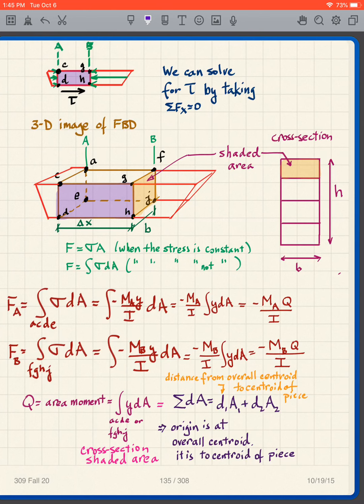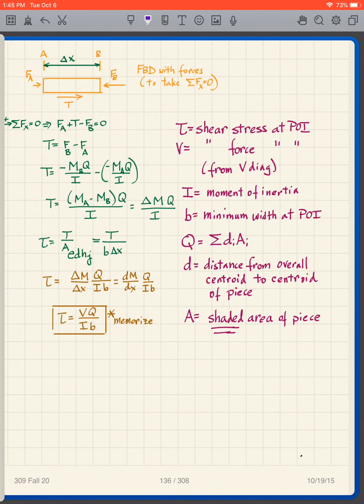Okay, this is another drawing, basically a 3D image that's a little more clear. If you want to take a look at this, it's the same derivation, and we get this result here.